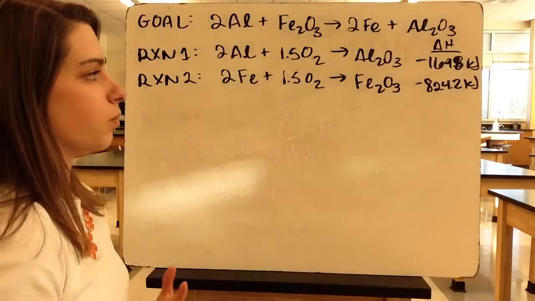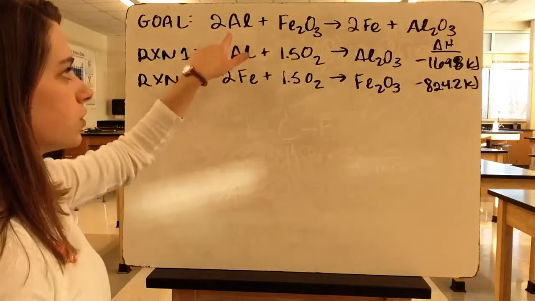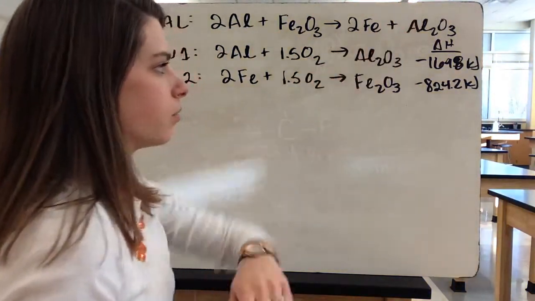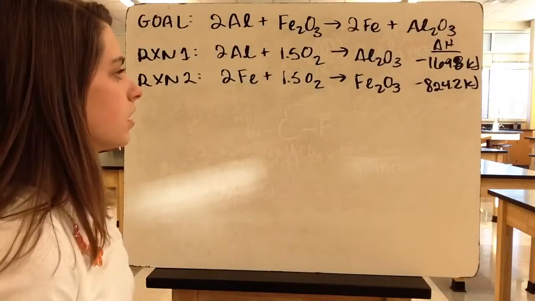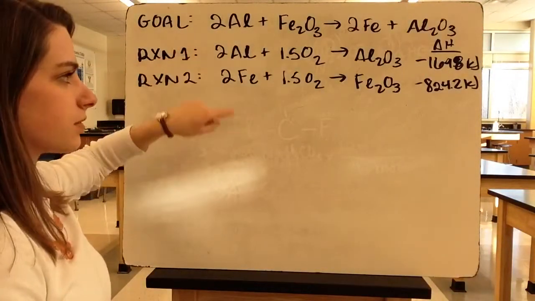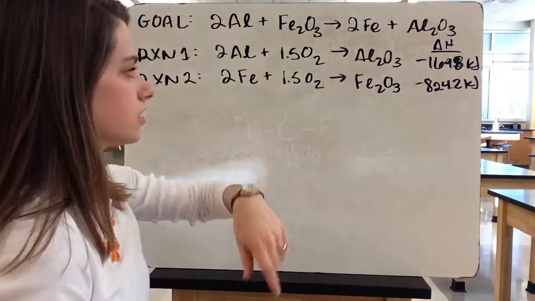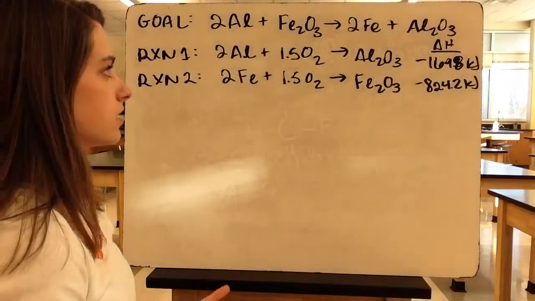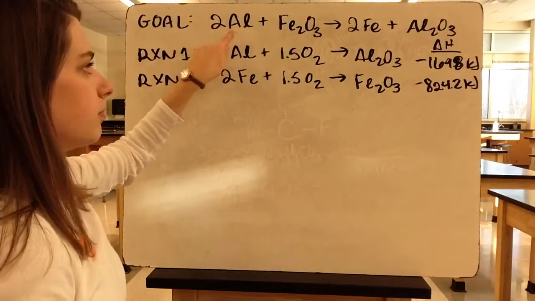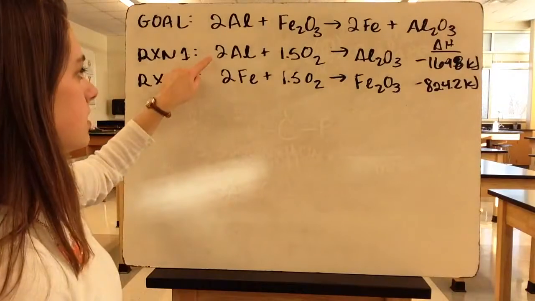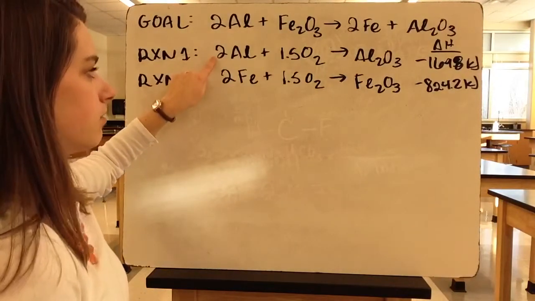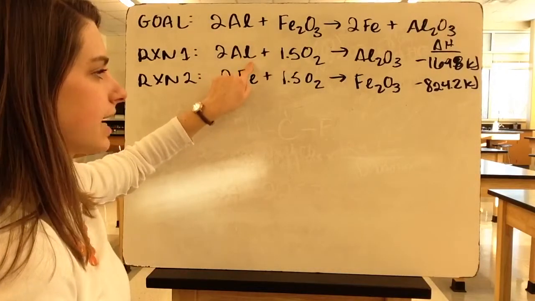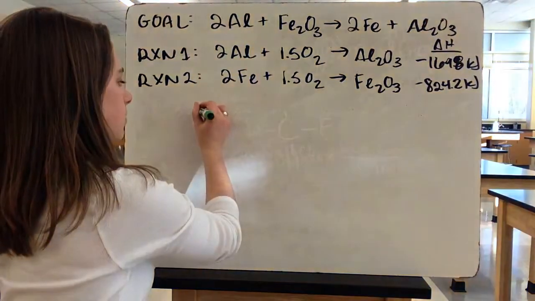So in our second example, we want to find the delta H for two aluminums reacting with iron 3 oxide to produce 2 irons and 1 aluminum oxide. So again, I'm going to compare the two given reactions with their given delta H's to my overall goal reaction. The first thing that I notice is that I want aluminum as a reactant. This first reaction is the only reaction that involves aluminum, and it already has aluminum as a reactant. So I'm going to leave this reaction alone, and I'm just going to copy it right down below.